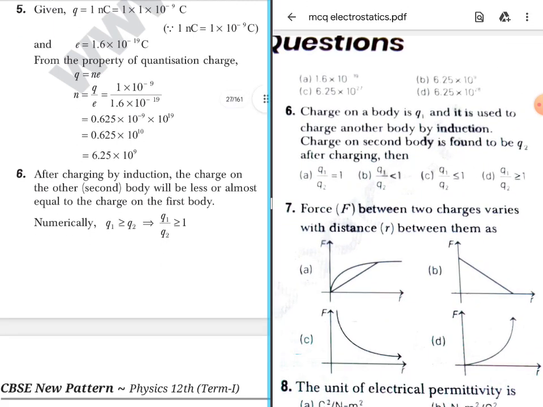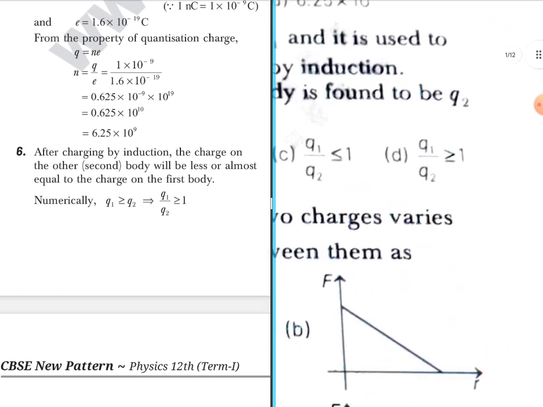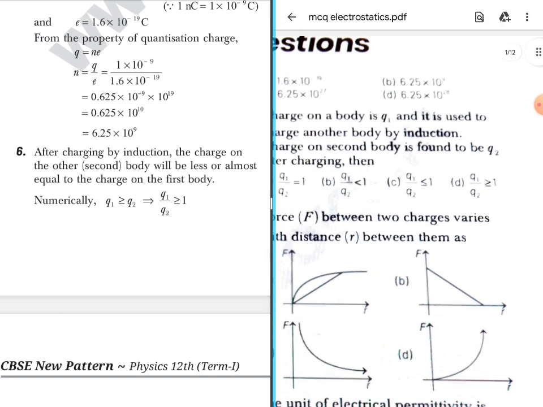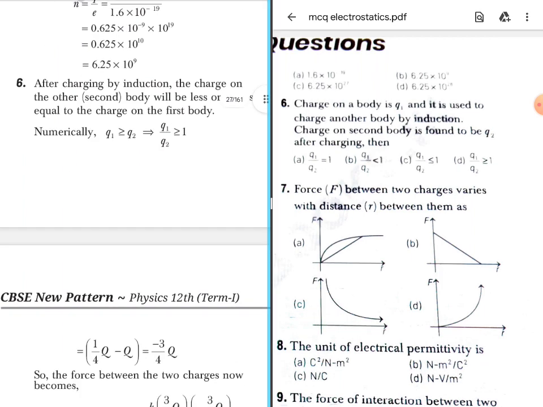So next is the sixth question. A charge on a body is Q1 and it is used to charge another body by induction. The charge on the second body is Q2. You know that when a charged body Q1 is responsible for induction, Q2 will gain a charge which is equal to or lesser than Q1. So Q1 is greater than or equal to Q2, so Q1 by Q2 can be greater than or equal to 1. It can induce equal charge or lesser than it. Okay, so let's go to the seventh question.